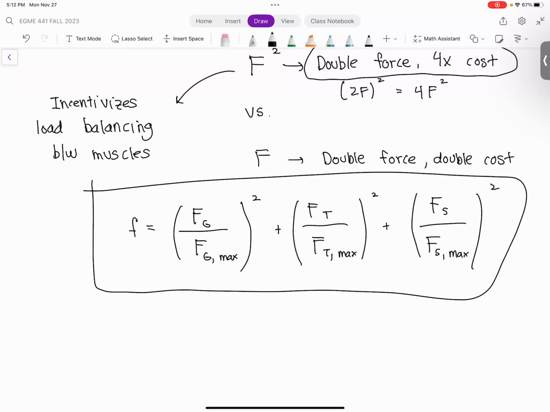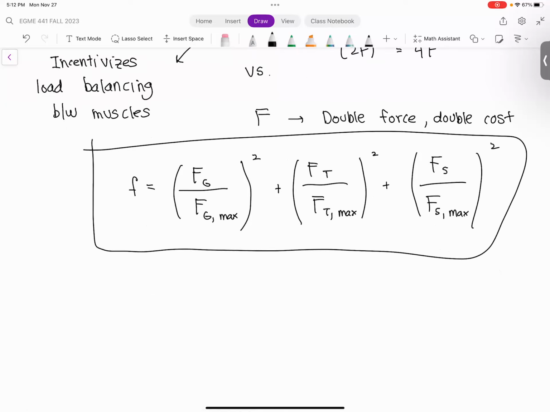All right, so this objective function accomplishes two things. On the one hand, we have all the forces squared, and so that makes our cost or objective function scale with the metabolic energy consumption. That's what we want. And the fact that we're dividing each of our variables by a number basically allows us to normalize our result across different variables.